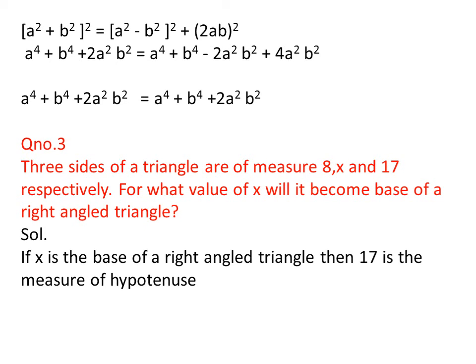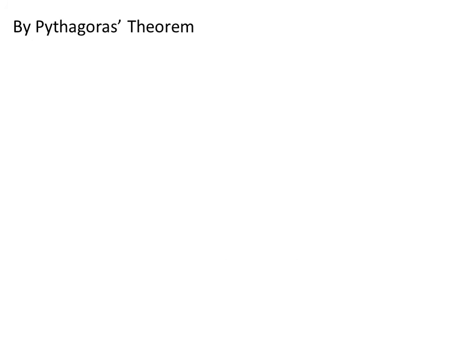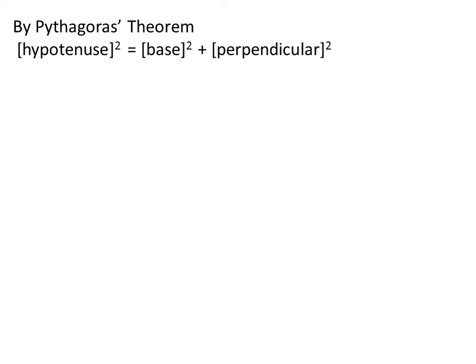If x is the base of a right angle triangle, then 17 is the measure of hypotenuse. अगर x राइट एंगल ट्राइंगल की बेस है तो 17 फिर इसका हाइपोटेन्यूज की लेंथ होगी. By using the Pythagoras theorem, we can write hypotenuse square equal to base square plus perpendicular square. अब हम यहाँ पे hypotenuse, base और perpendicular की values put कर देंगे. As we know that 17 is hypotenuse and we have to find the base which is equal to x and the value of perpendicular is 8.